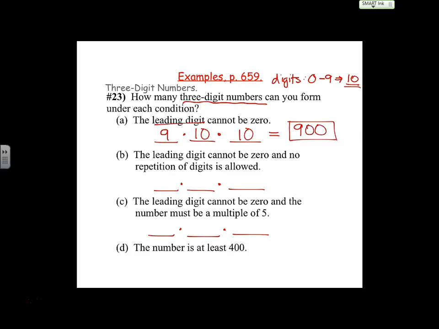Letter B. What if the leading digit can't be 0 and no repetition of digits is allowed? First digit can't be 0, so there are 9 different options. But once one of those numbers is used, in the second blank, 0 is allowed. So there are 10 options, but you just used one, so now you only have 9 left to use. And for the last one, 0 is allowed, 10 options, but now you've used 2 numbers already, so there are only 8 options left. 648.